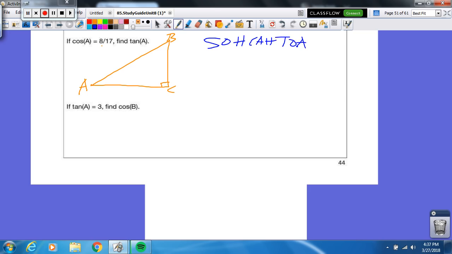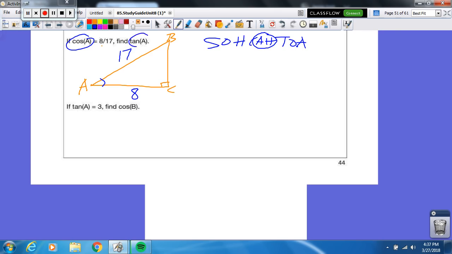Okay. Tangent of A, cosine of A is 8 over 17. So, cosine is the adjacent over hypotenuse. Go ahead and put this on your triangle. See if you do the same thing as I do. You got it? So, this is 8 adjacent, hypotenuse 17. Got it.